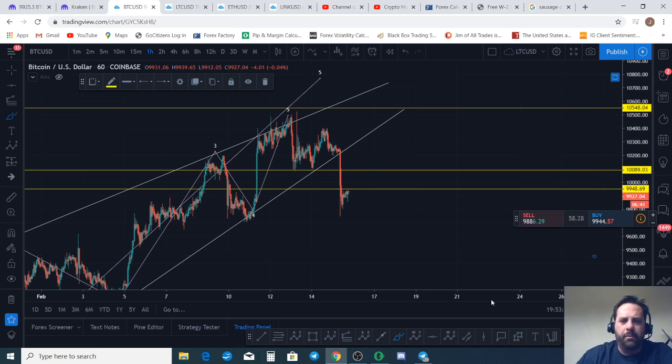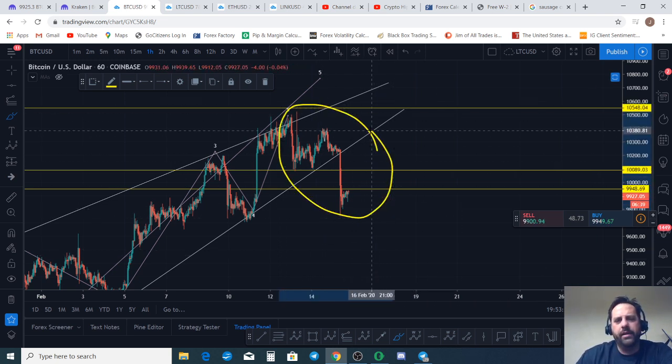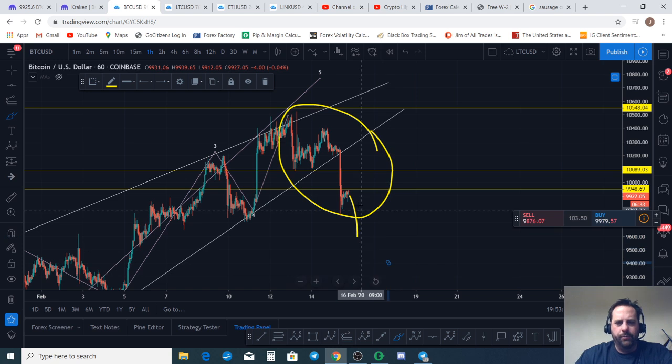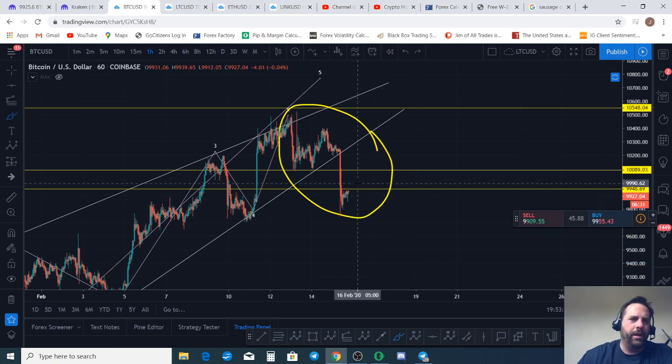So we need the market to reveal what it's doing. Once it reveals if it's going to come deeper, then I'll be able to tell you where we're headed. Once it reveals up or down from here, we've got to wait and see what's going on, and that's where we are.